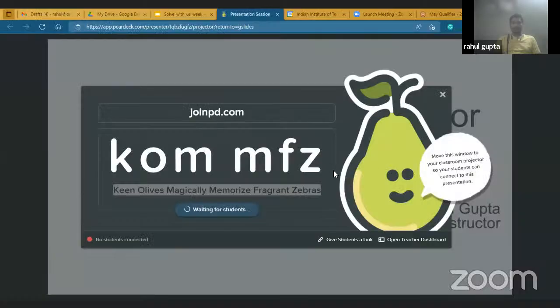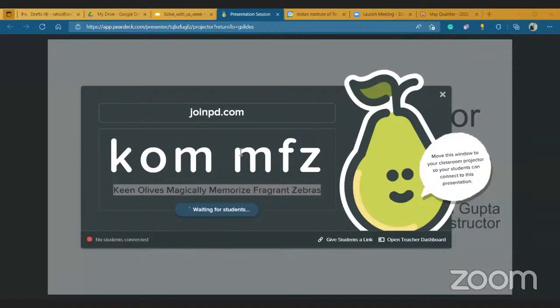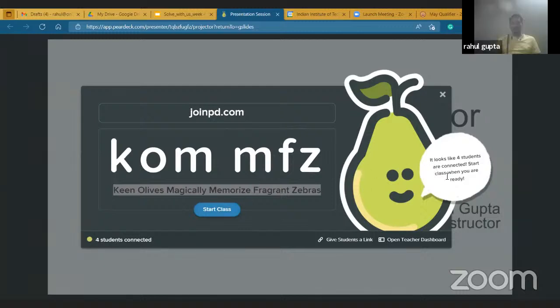Should I post the code? Yeah, this is the code: KOMMFG. Can you see the code? Go to joinpd.com. Okay, 2 student, 4 student. Sign in, guys.